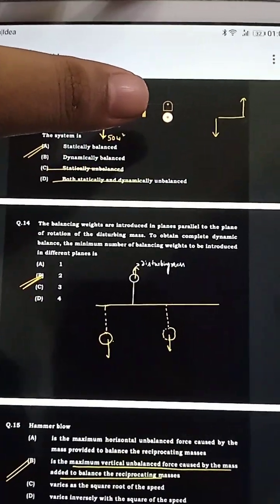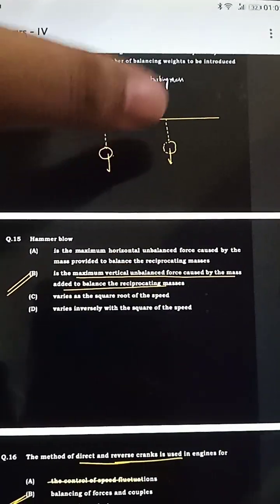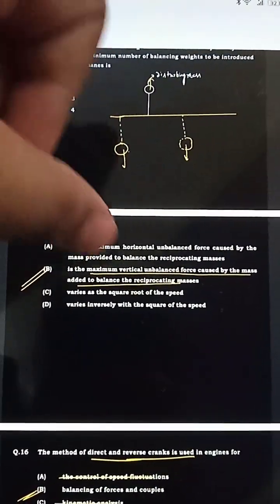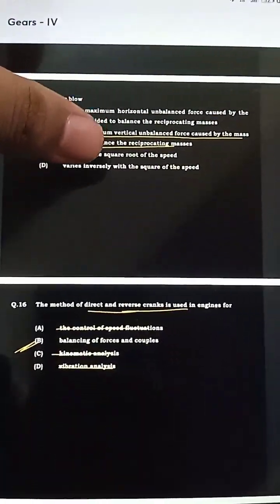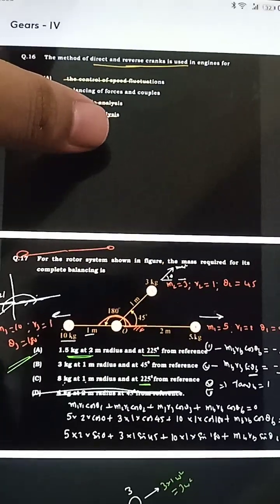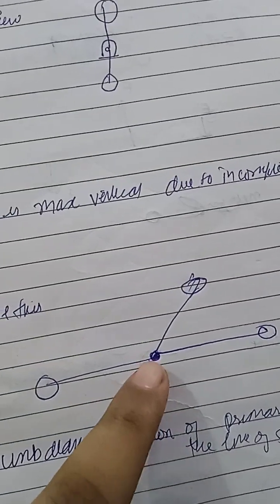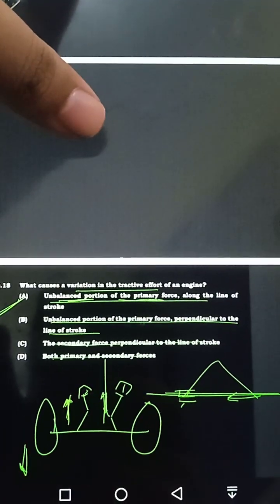14th question, the answer is B. 15th question, the answer is B because hammer is maximum vertical unbalanced. 16th is B. 17th answer is A. The figure is actually like this. This is not a mass, this is just a connection. The 18th is A.